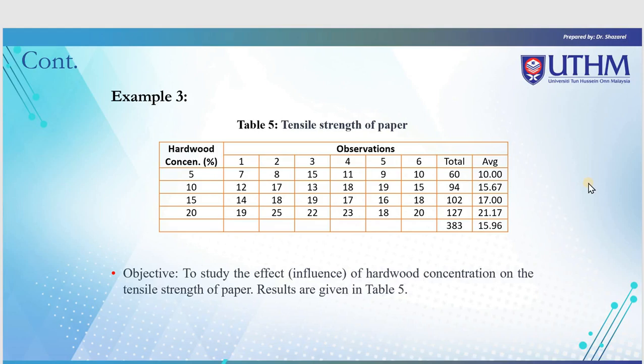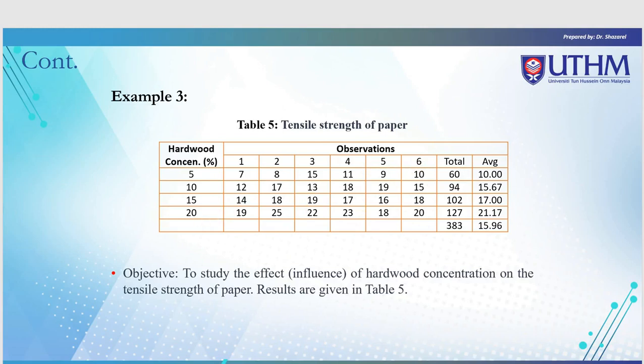Okay, let's look at another example. We have only one factor, which is the hardwood concentration. We have 5 levels, from 5 to 20%. For each level, we have 6 observations, which means that we have 6 replicates. Then from the observations or the output, we take the average of each level of the hardwood concentration. If we total up the number of observations, there are 6 times 4, 6 replicates times the 4 levels, so we have 24 in total.